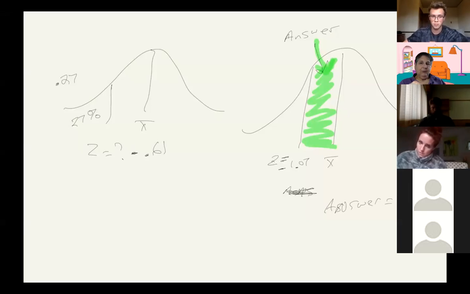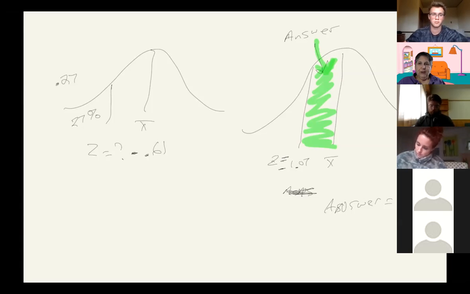Now, I want to be really clear about z-scores, positive and negative, what matters. When you're looking for area, there's no such thing as negative area. So a negative z-score just tells you that it's below the mean. And you use the same table to find area. But z-scores matter a great deal when you're trying to come up with scores.